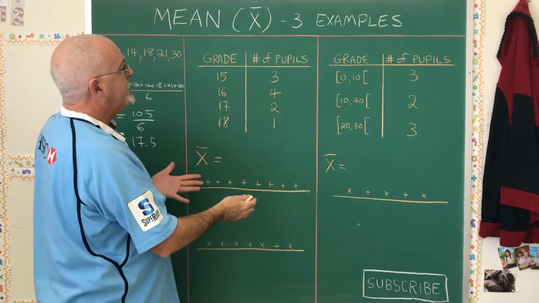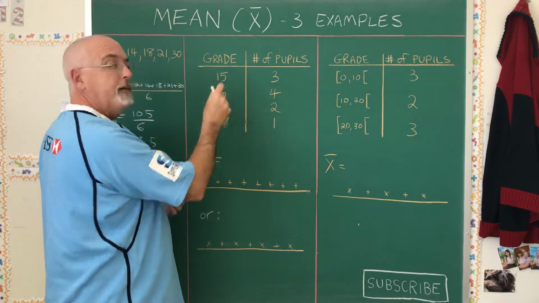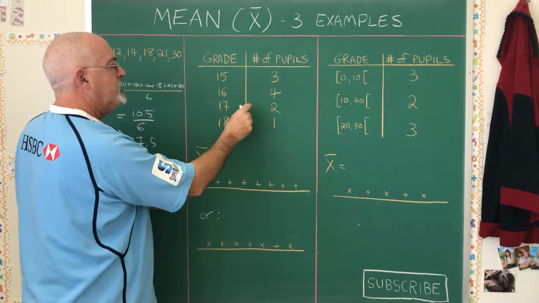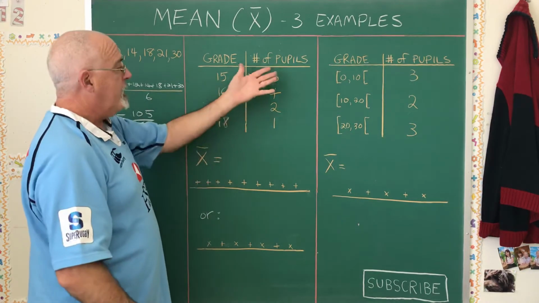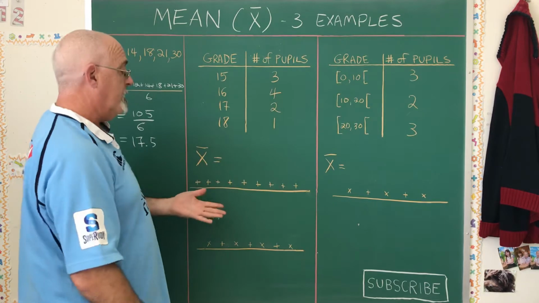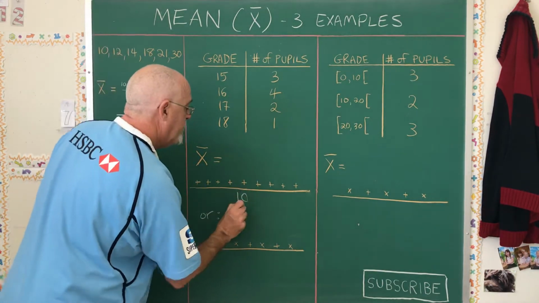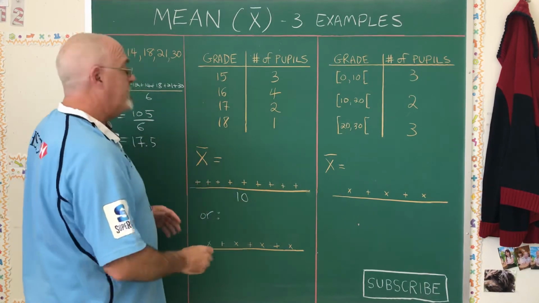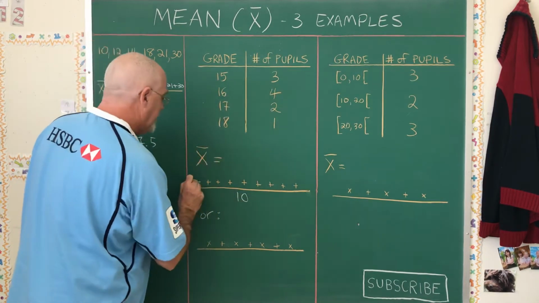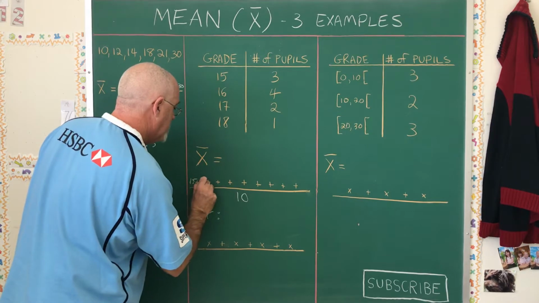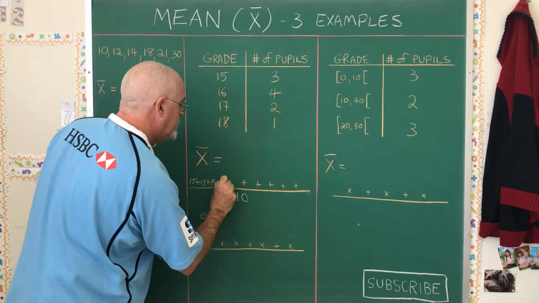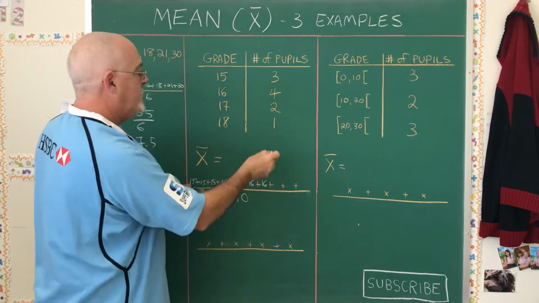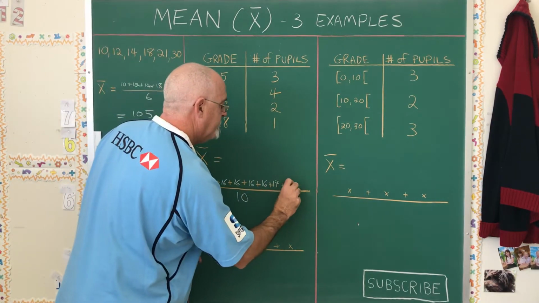So to read this, I have to see that I have 3 15s. I have 4 16s, 2 17s, and 1 18. So I actually have 10 values that I have to add together to get my total and then divide by 10. So it's hard to fit all of this in this space, but I'm putting in 15 3 times. I'm putting in 16 4 times, 17 twice, and 18 once.